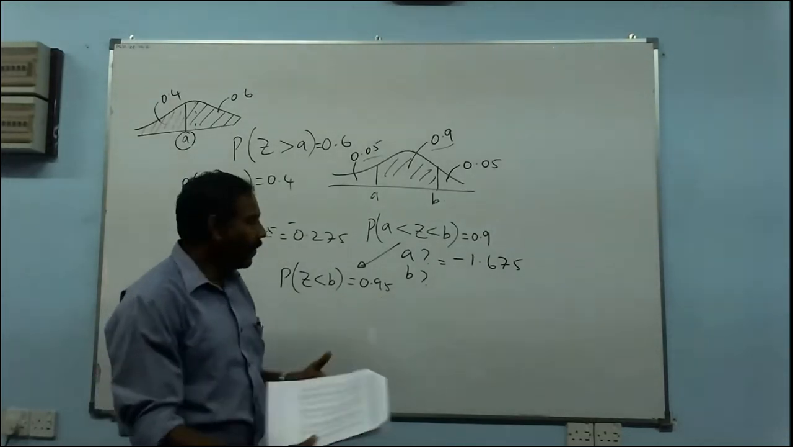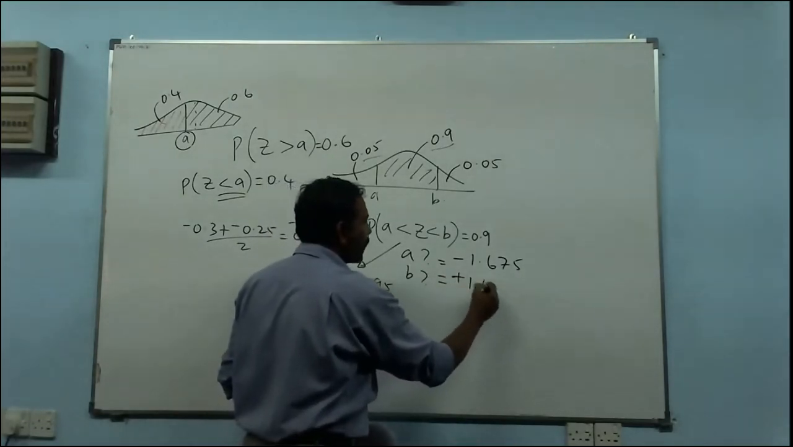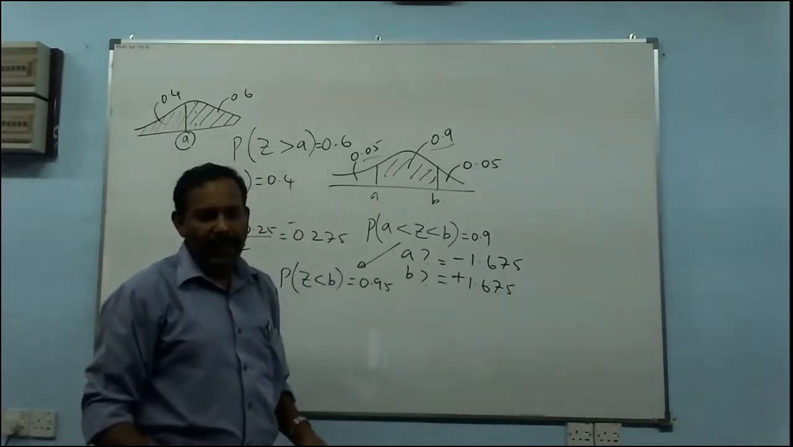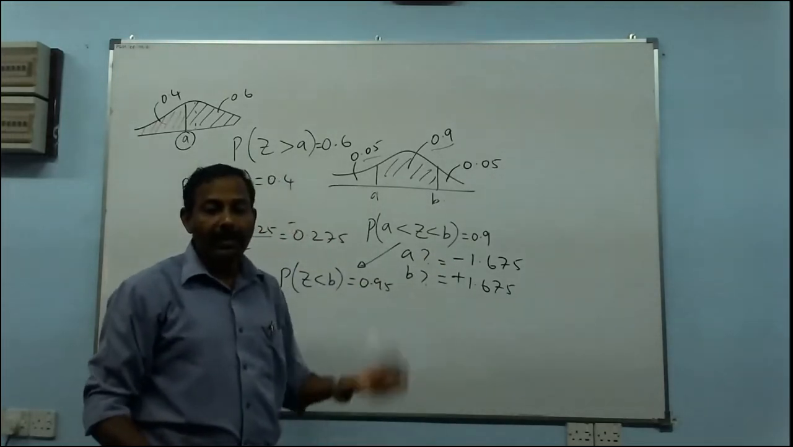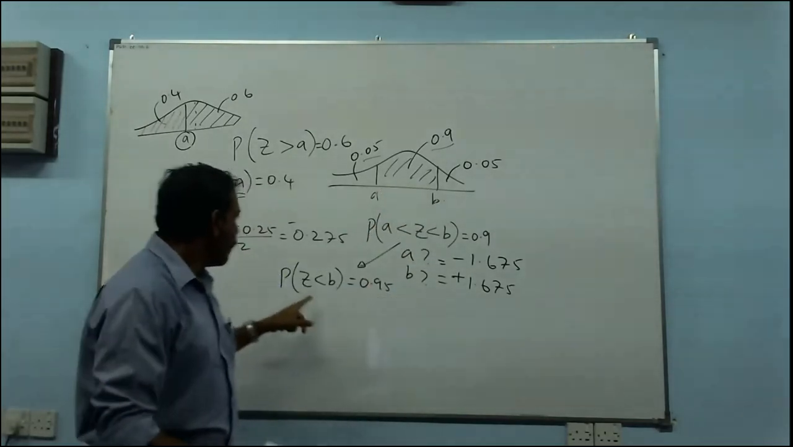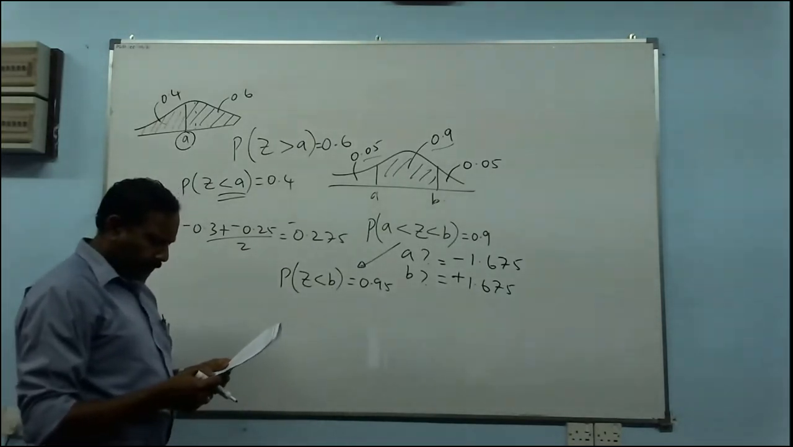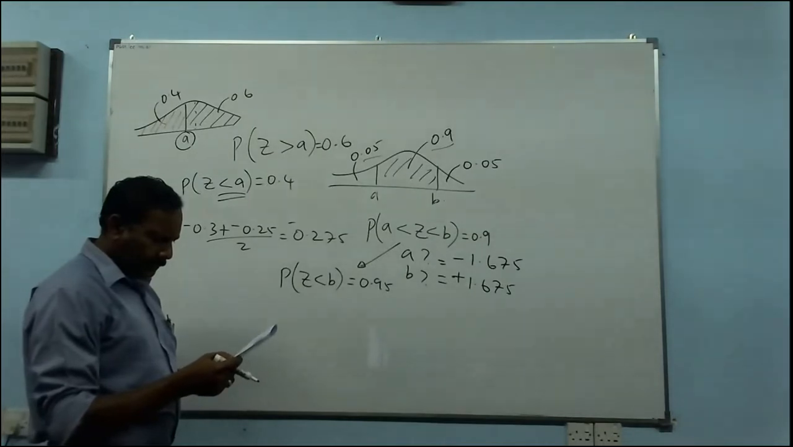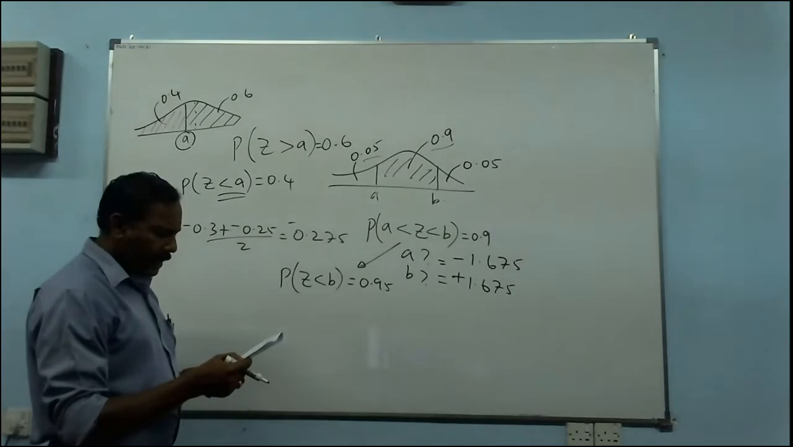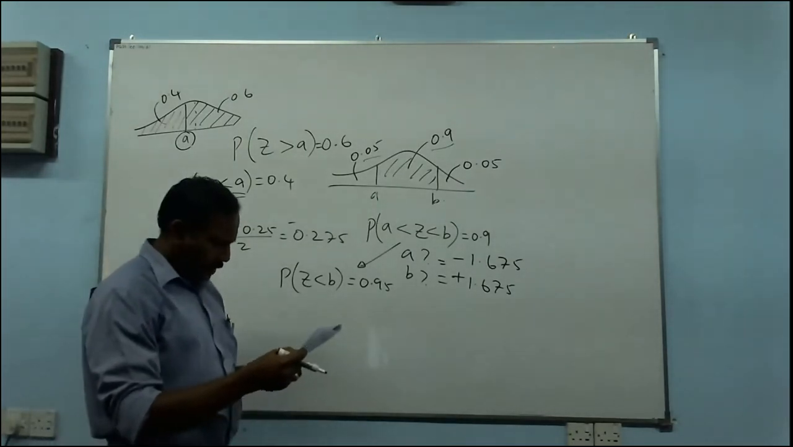Find out the Z value. Definitely it is symmetric, so you will end up with plus 1.675. So it is symmetric. The values of A and B are the same, only the sign is different. Look for the B value, 0.95. You will end up with, as we said, roughly that, right? So am I right?